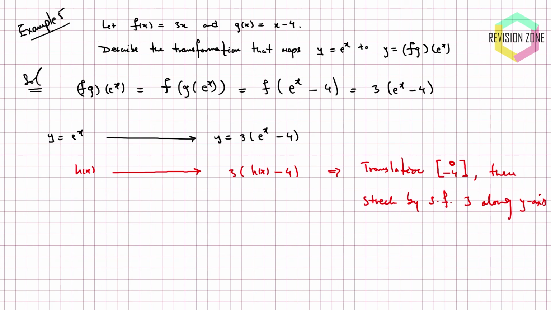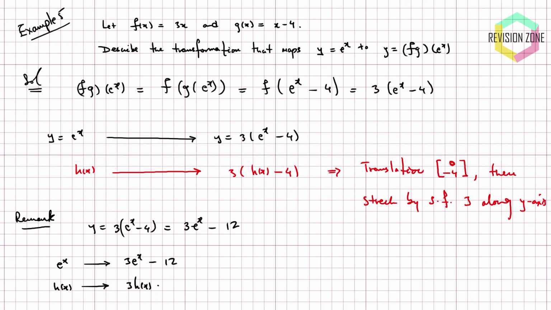Let's just quickly look at a remark, and the remark might be as follows. Well, another way of being able to write this would be something like this. So I could have said my y equals 3e to the x minus 4 with these things in brackets, of course. I could have said this is the same thing as 3 times by e to the x minus 12. Okay, and now if I actually look at the exact same transformation, I can lay it out slightly differently. I can say now my e to the x is actually going to 3 lots of e to the x minus 12. And if I actually take my h of x to be e to the x again, that's the same thing as I've got 3 copies of h of x, and then I'm taking away 12.